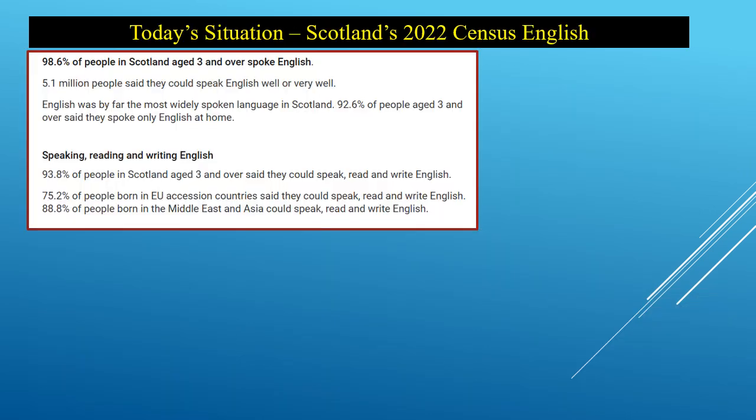The 2022 census data for the English language, the forcibly imposed language of the coloniser.